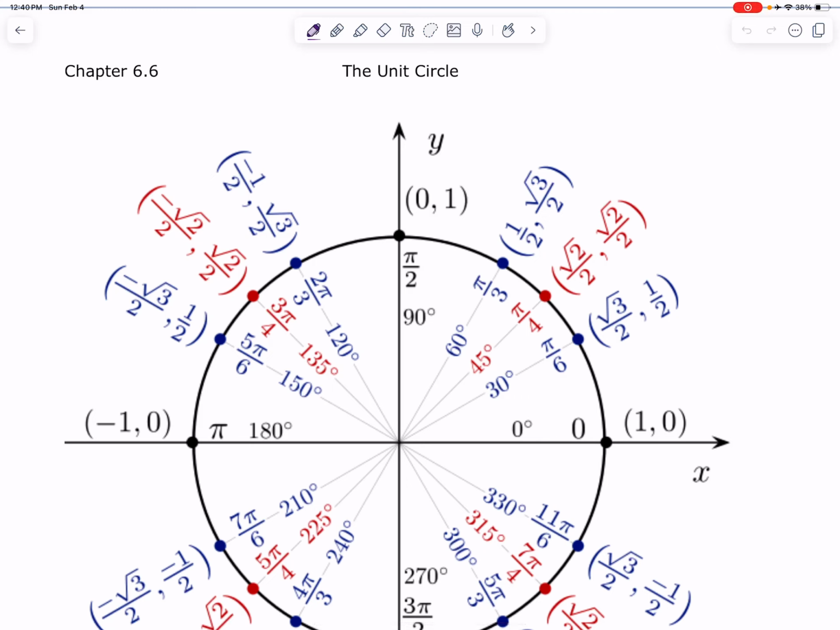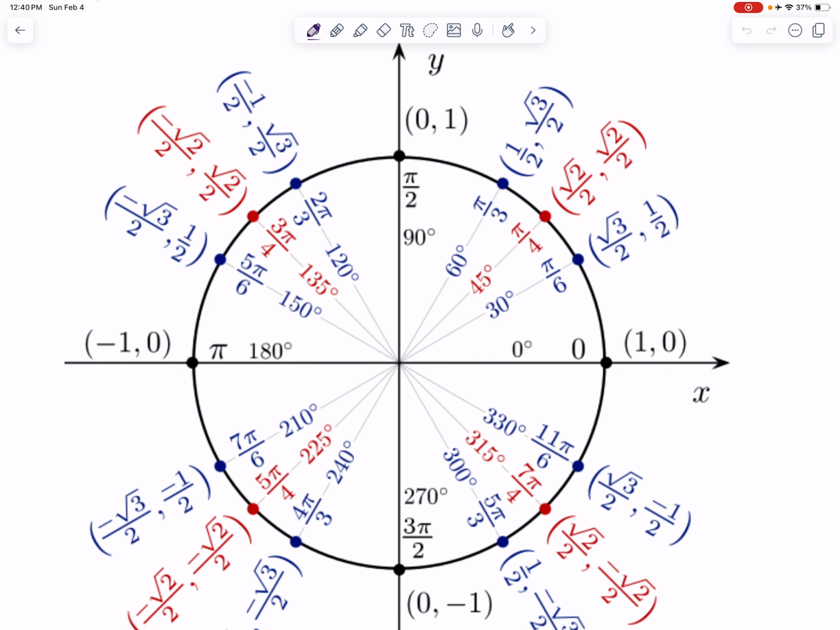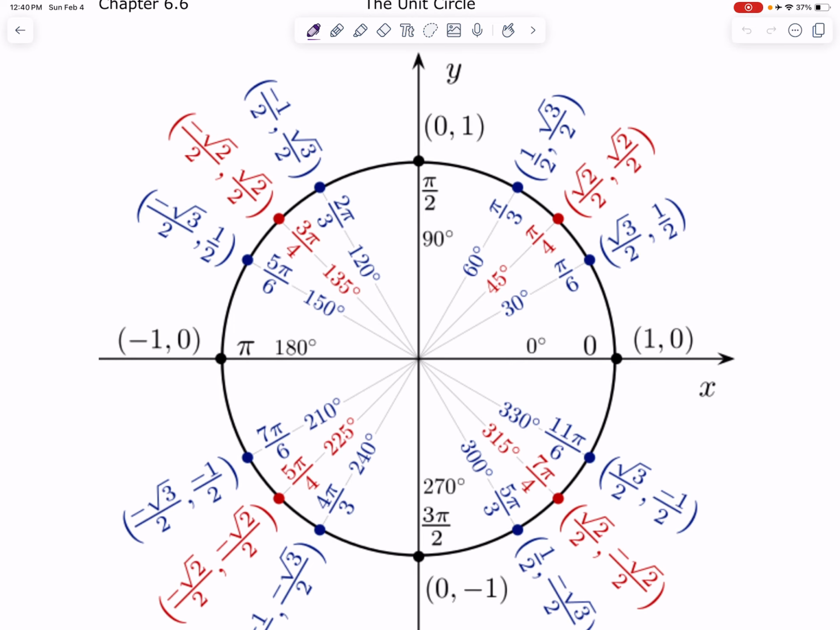Okay, chapter 6.6, the unit circle, page 2, and here it is, the unit circle. As you look at this, I want to point out that these values probably look fairly familiar. We have the special right triangle angles that we were looking at.